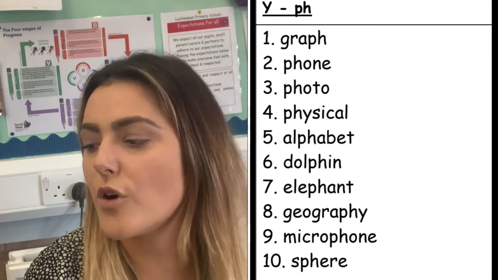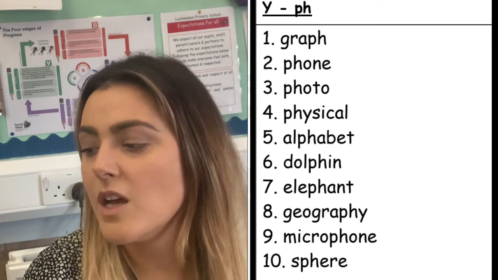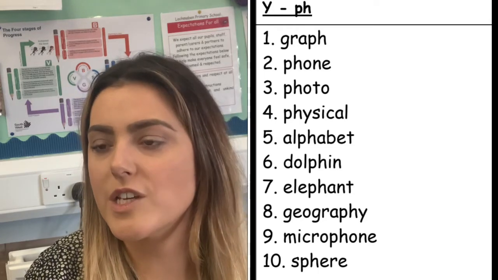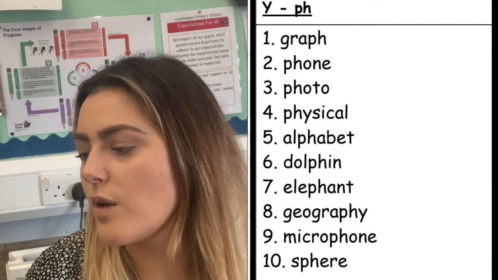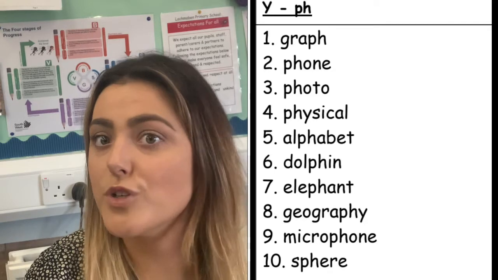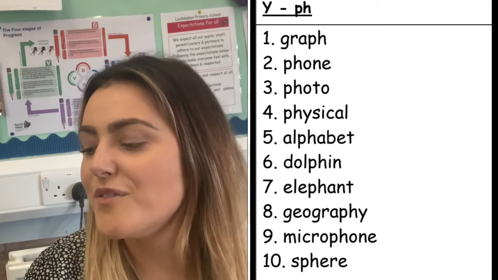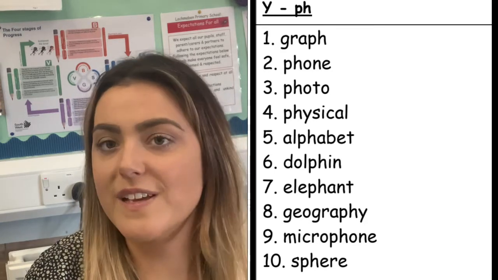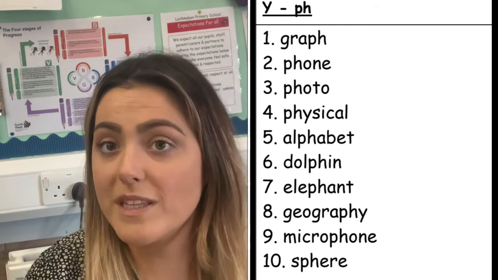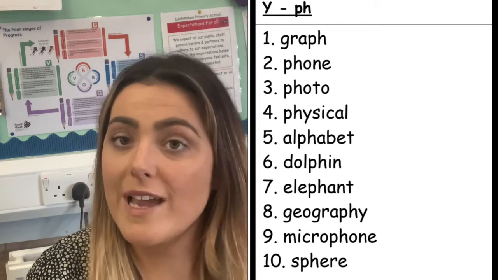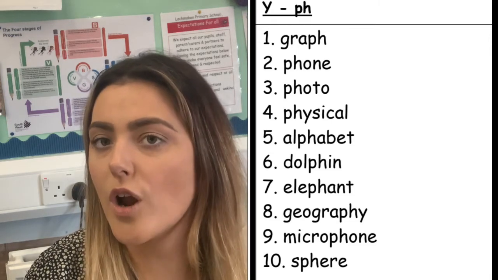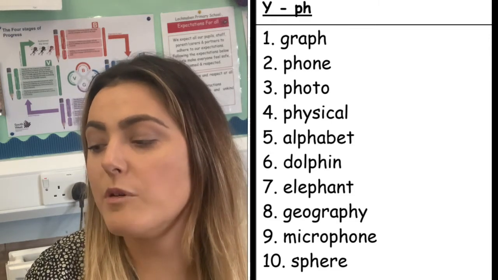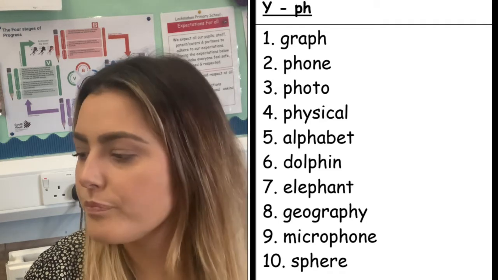So let's go through. We've got graph, so it's at the end there. So graphs are like we're going to be learning about later this year. We'll make some graphs out of some data. And then we've got number 2, phone, so I'm sure you're all well aware of what phone is. Photo at the start again, and physical. Now physical is really commonly misspelled because it's got that Y sound that sounds like an I sound, so it's really important you learn particularly the start of that word, because it'll help you with words like physics as well.